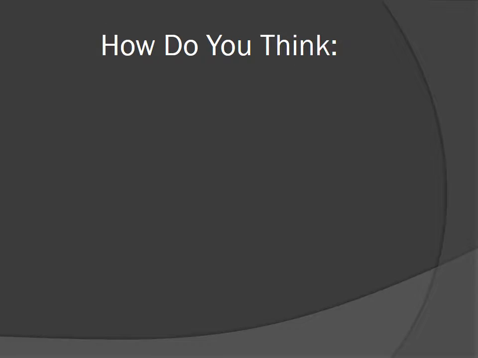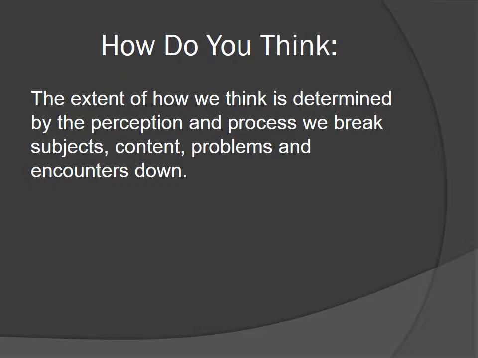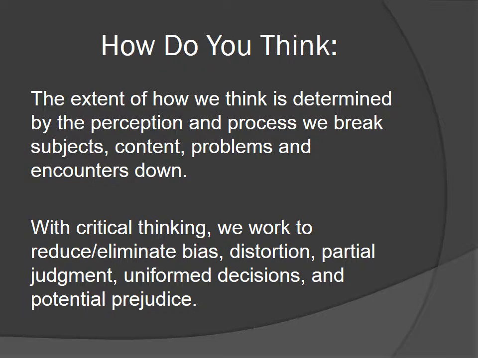How do you think? The extent of how we think is determined by the perception and process we use to break subjects, content, problems, and encounters down. With critical thinking, we work to reduce or eliminate bias, distortion, partial judgment, uninformed decisions, and potential prejudice. The way we as individuals think affects our response, attitude, and action to any situation, subject, content, problem, and/or encounter.